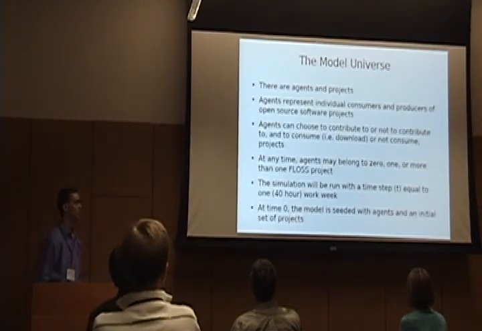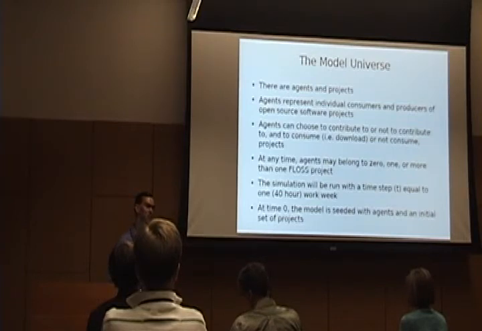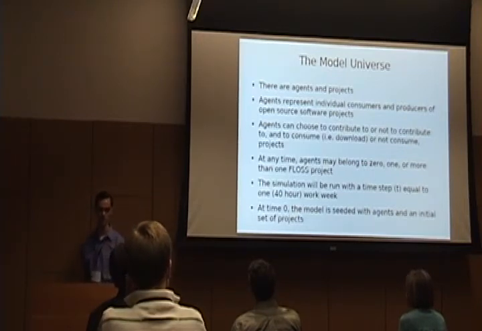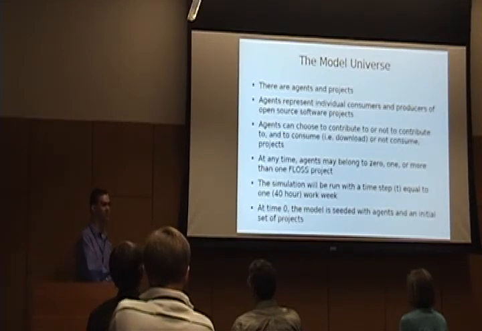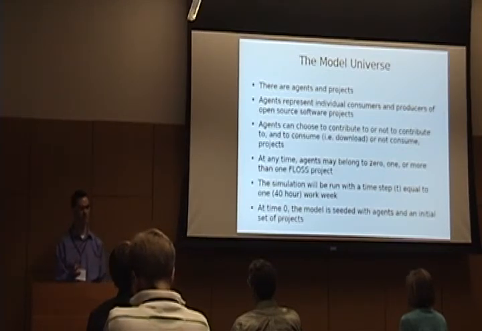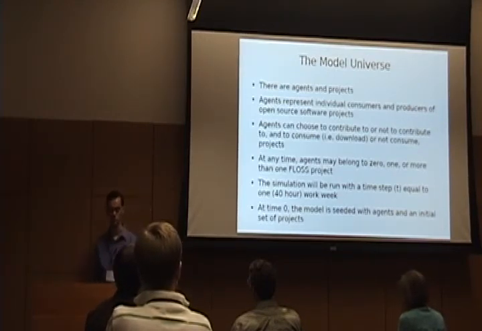So here's a description of the model. I'm going to go through this relatively quickly. There are agents and projects, and the agents can either be consumers or producers. If you prefer, consumers are users, the people who are using the software, and producers are developers of the software. Essentially these agents are free to choose projects to download or to develop for. At any given time step, they can be working on nothing, they can be working on one thing, they can be working on multiple projects, depending on what they choose to do.